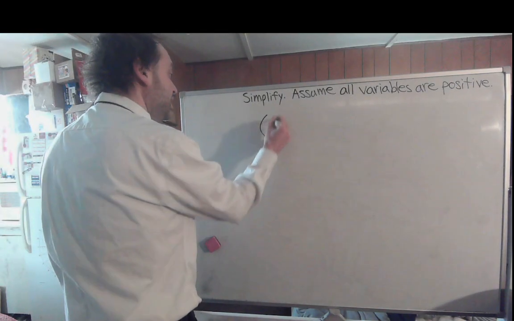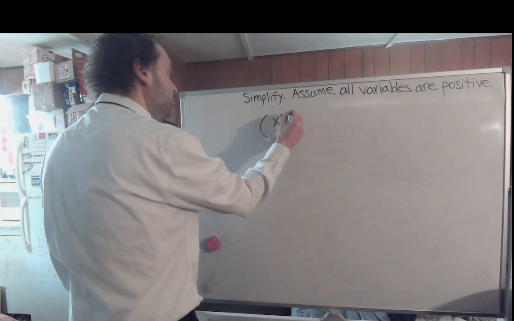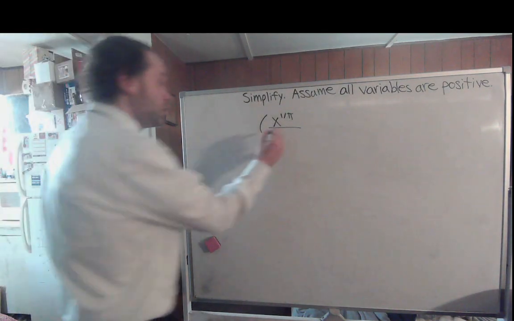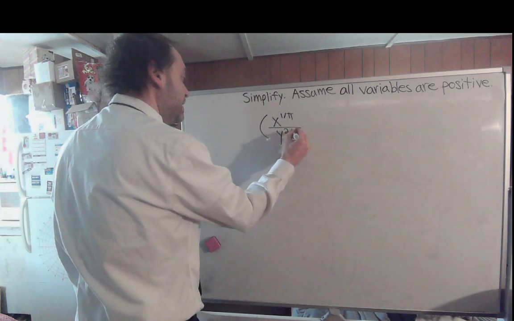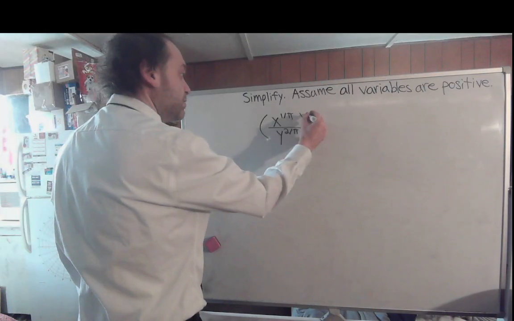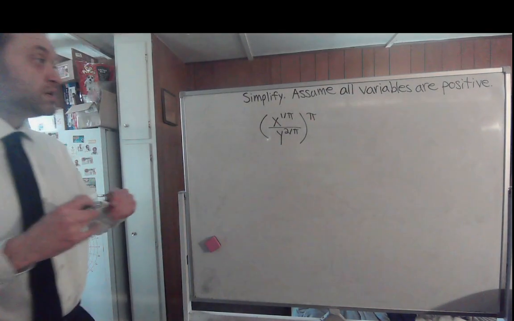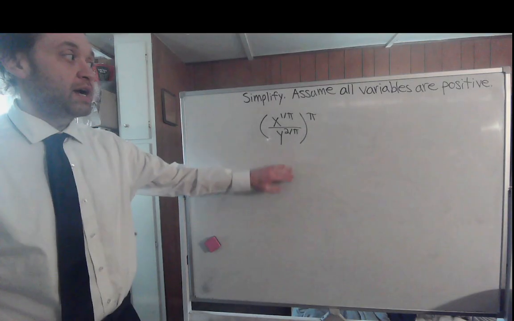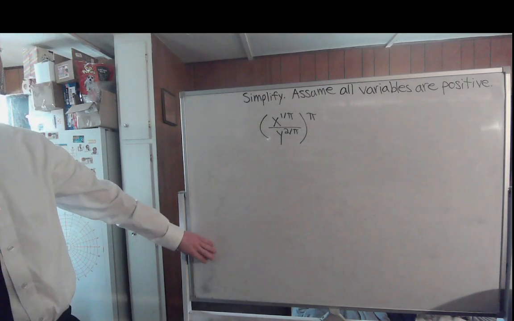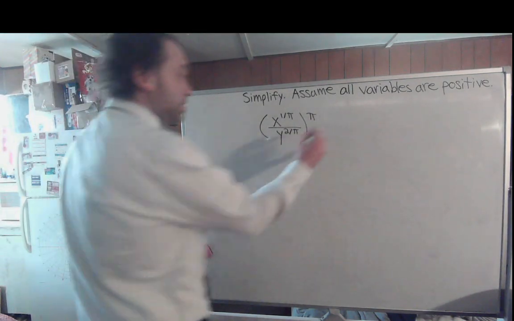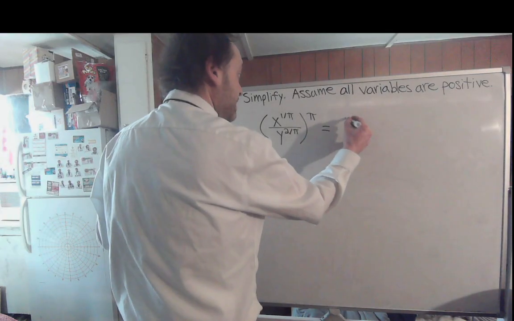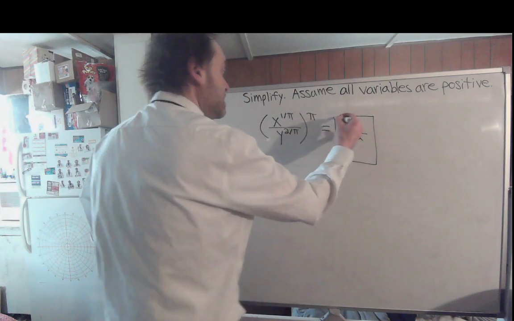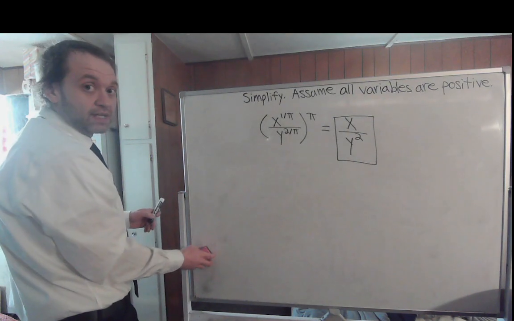Now we have x to the 1 over pi divided by y to the 2 over pi power, that whole quantity raised to the pi power. So x to the 1 over pi power divided by y to the 2 over pi power, all that raised to the pi power. Well, let's do our multiplication here. You would literally just end up with x over y to the second. That's the best we could do to simplify this. You'll end up with x over y to the second.